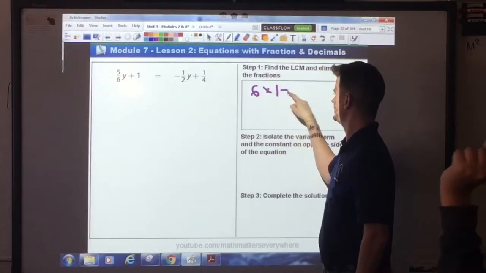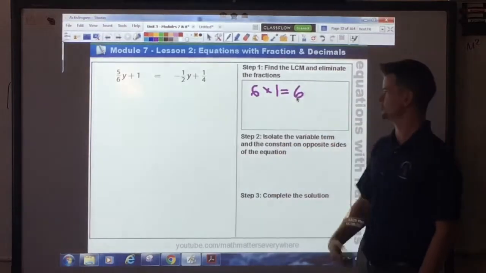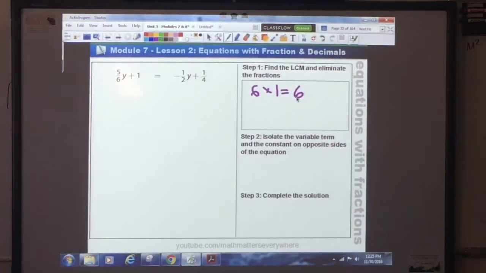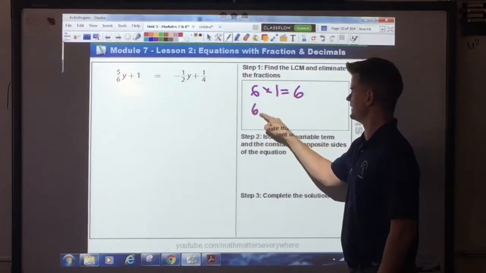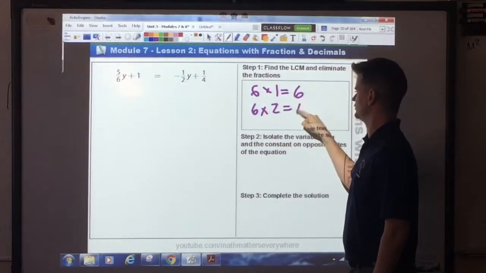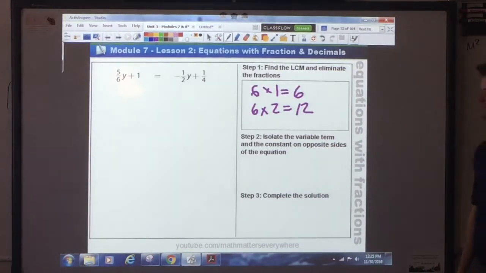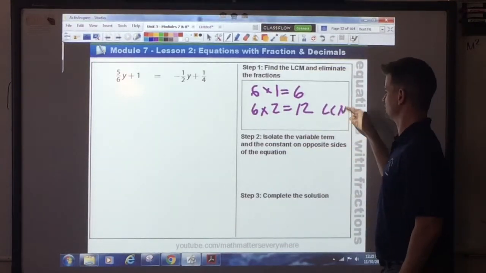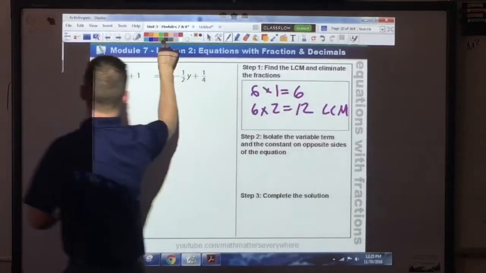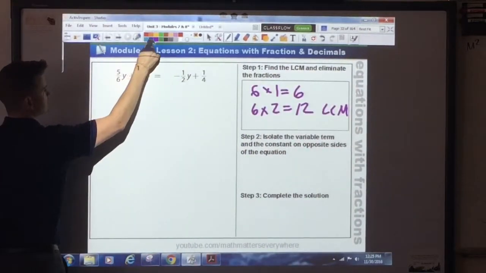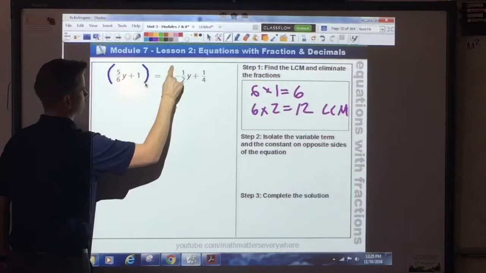6 times 1 equals 6. Does 2 go into 6? Does 4 go into 6? No, not evenly. So we go to the next one. 6 times 2 equals 12. Does 2 go into 12? What about 4? Yes. And we know that 6 does. So that's my LCM. So I'm going to take the LCM and multiply both sides by 12.